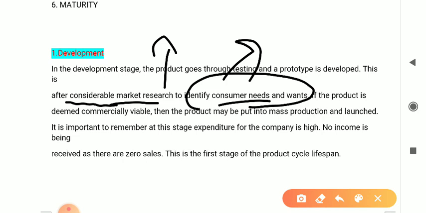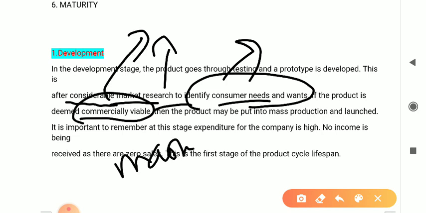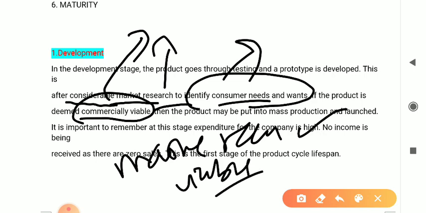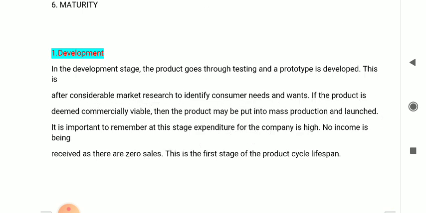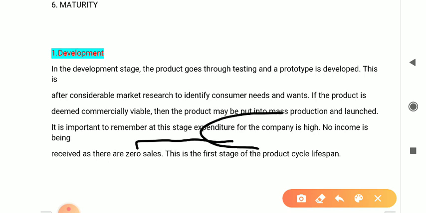So if the product is deemed commercially viable after the market research, if it is tick mark, if it is commercially viable, then the product may be put into mass production. Mass production means they will produce more and more, right? The production quantity will be very high, right? And it will be launched, right? So it is important to remember that at this stage the expenditure of the company is very high.